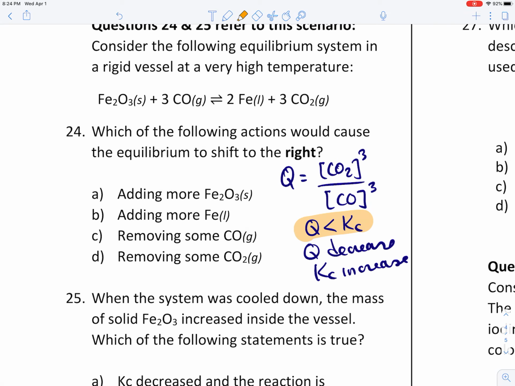But removing carbon monoxide, choice C, that would definitely change Q. Carbon monoxide is in the denominator of Q. If you were to remove some of it, then the denominator of Q would get smaller. If you have a smaller denominator, you're dividing by a smaller number, Q would actually get bigger. But we want Q to decrease. So we know the answer is not A, B, or C. Then what about choice D? If you were to remove carbon dioxide, well, that's in the numerator of Q. That would make the numerator smaller. If you have a smaller numerator, your fraction is smaller and Q will decrease, which is what we were looking for. So choice D is the correct answer.